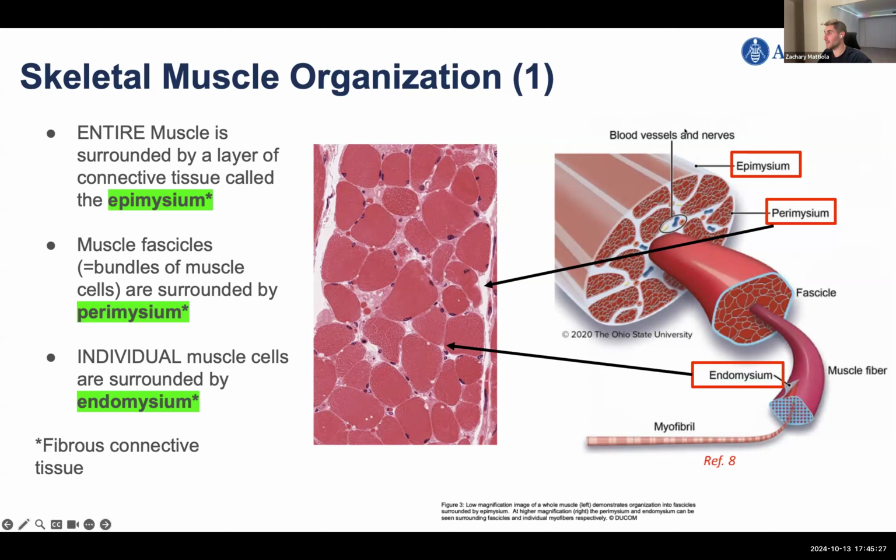If we start at the largest organizational layer, the actual muscle, that's going to be surrounded by a layer of connective tissue called the epimysium. And then each individual fascicle is going to be surrounded by perimysium. And then the individual muscle cells that make up the fascicles are going to be surrounded by endomysium. It's important to keep in mind that this connective tissue is a fibrous connective tissue, so it's really tough and gives the muscle cells good support for what they need to do.